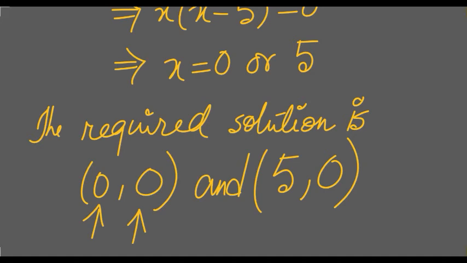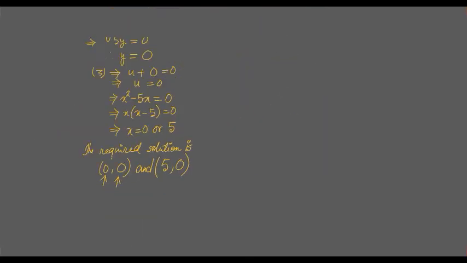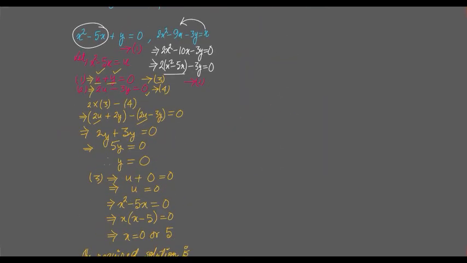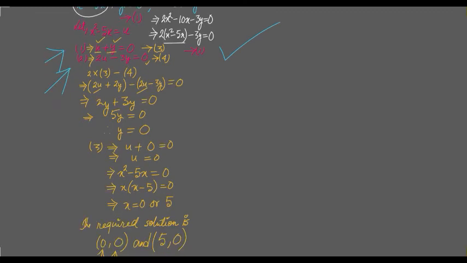So we had two solutions for these equations. What was our equation? Just look into that. We had x square minus 5x plus y, and twice x square minus 9x minus 3y equal to x. Now if I observe the equation, I would say that substitution was a better choice, because here I could have easily substituted u equal to minus y, and then in equation 2 I could get the result very easily. Let's move on to the next part.